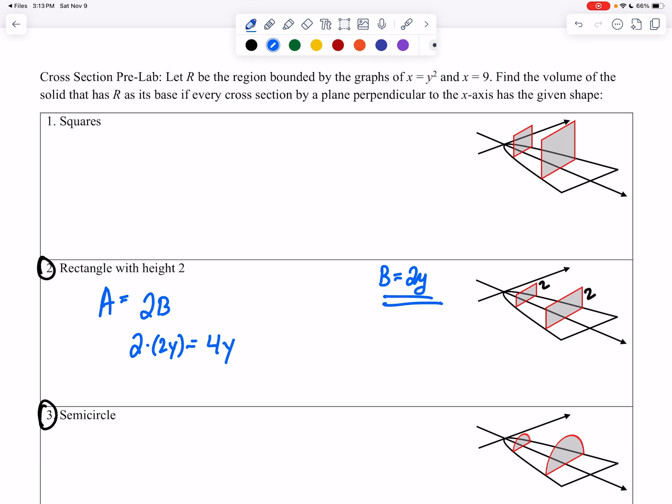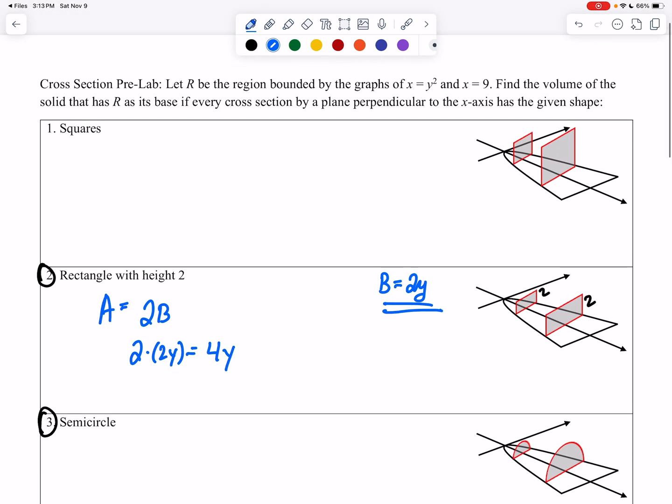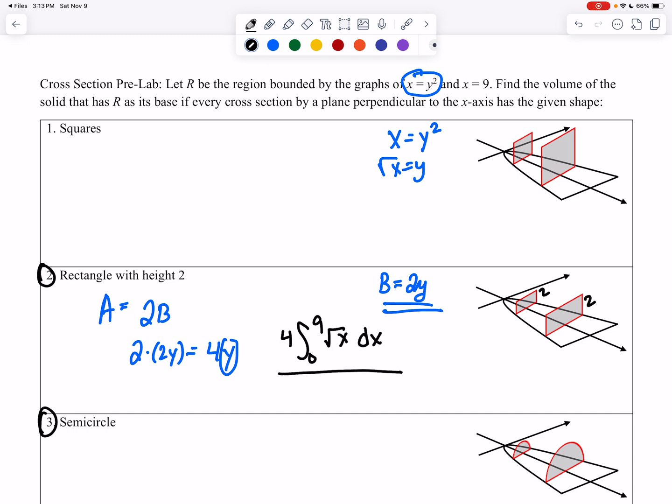Now, the important part about this is that your integration needs to be in terms of x because we're going from 0 to 9. So we are going to have to make sure that this right here is in terms of x. Now we know that x is equal to y squared, which means that y is the same thing as the square root of x. So my setup for this one right here would be from 0 to 9 of root x dx. And you're just going to have to solve that.